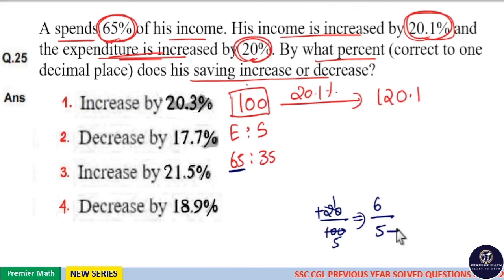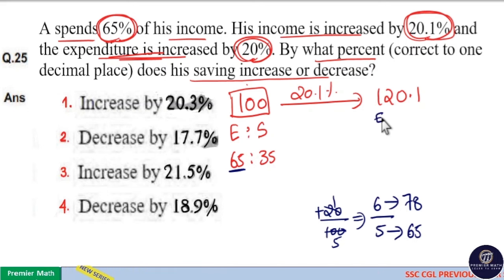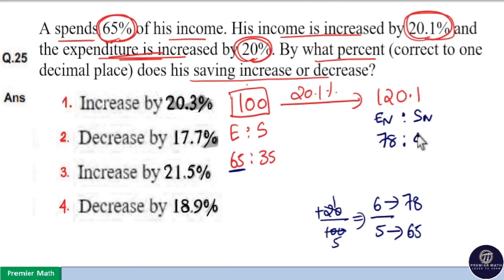Now, we already know initially expenditure was 65 rupees. So, this 5 part is the initial expenditure. So, 5 part is 65 means 5 into 13 is 65. Then new expenditure is 6 part. So, 6 into 13 is 78 rupees. Which means here 78 rupees is the new expenditure. Which means new savings is equal to 120.1 minus 78, which is equal to 42.1 rupees.